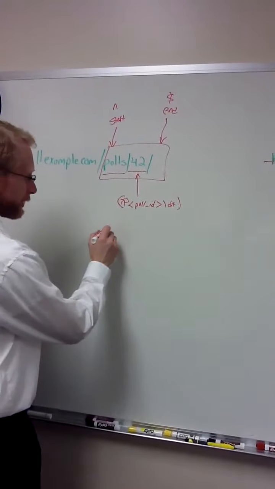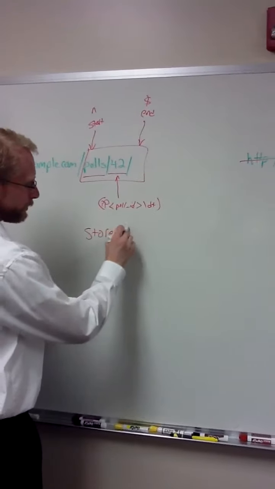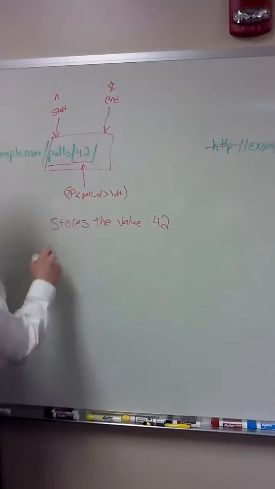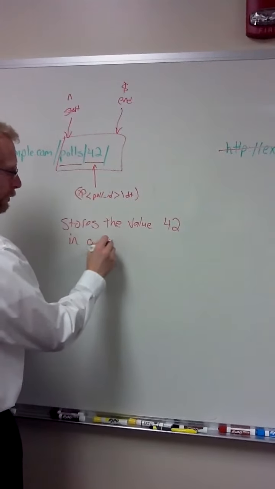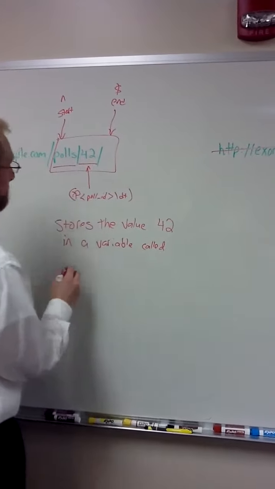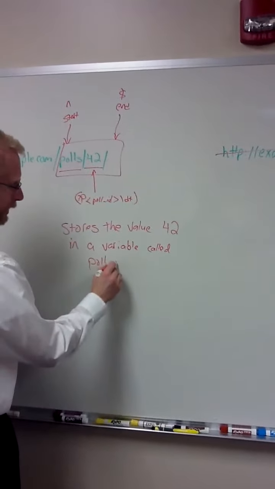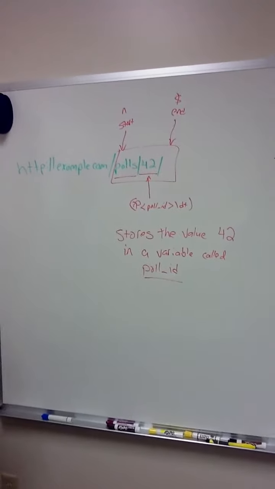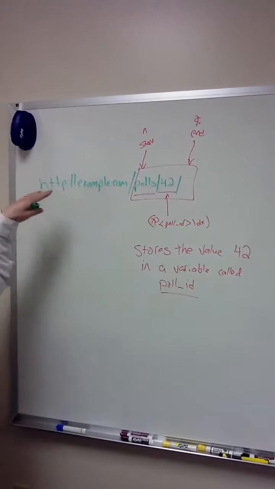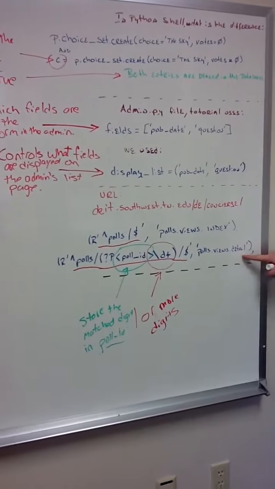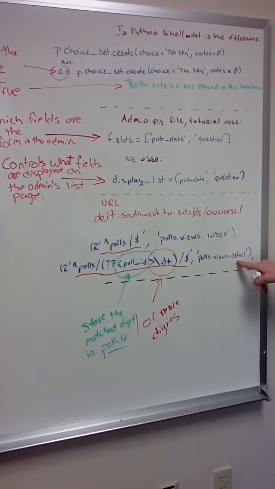So what happens is, this stores the value 42 in a variable called poll_id. Now, this URL then gets mapped into a view called detail.